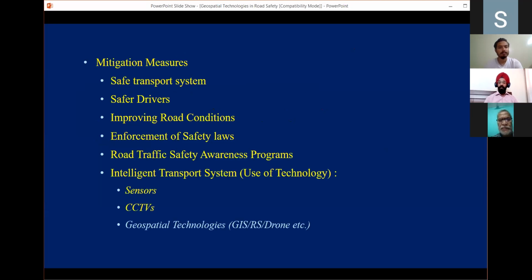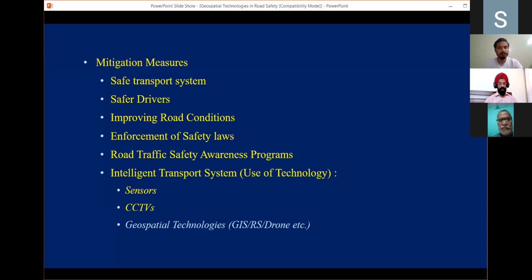When we talk about mitigation measures, there are a number of them, just like a safe transport system. This is very important: the transport system we use to travel from point A to point B should be safer. Drivers should be knowledgeable, and we should have safer drivers. Of course, all points are very important, but the driver is the most important person. When he is driving a particular vehicle, the lives of the passengers depend upon that particular driver.